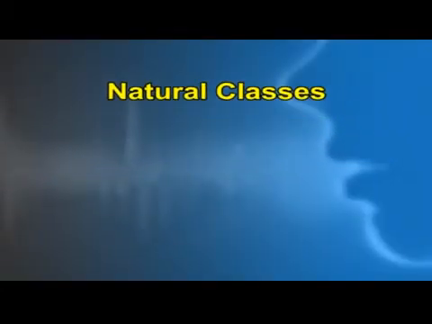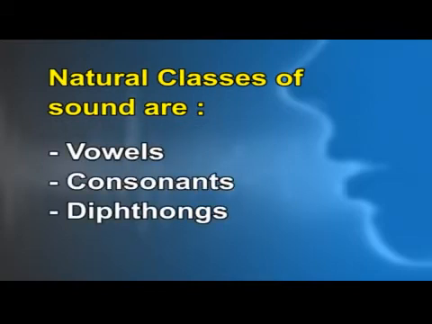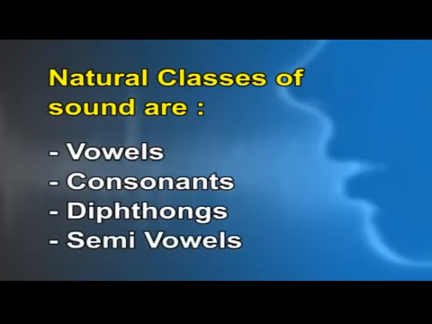Natural class is defined as a set of sounds in a language that share certain phonetic features. The sound system of every language includes several natural classes, each distinguished from other classes by certain features. To summarize, the natural classes of sounds are vowels, consonants, diphthongs, and semivowels.